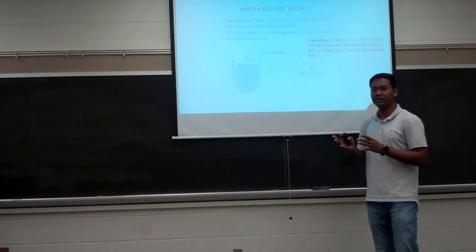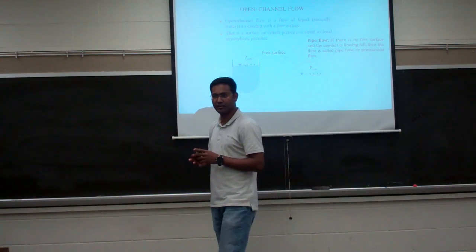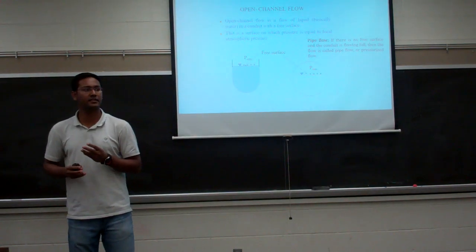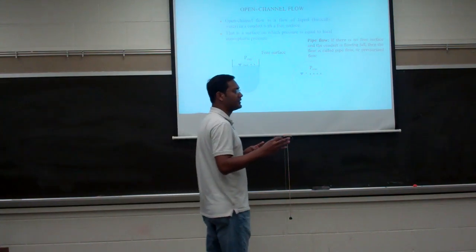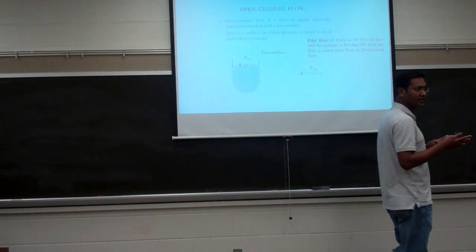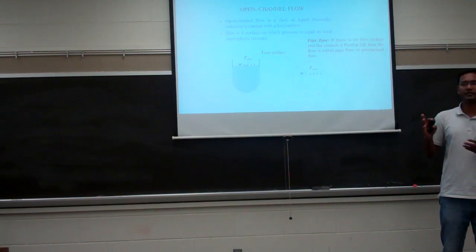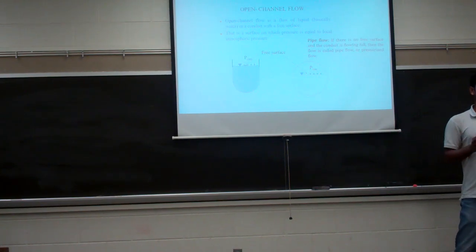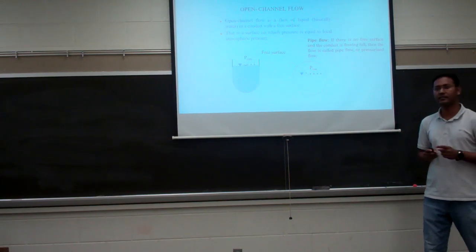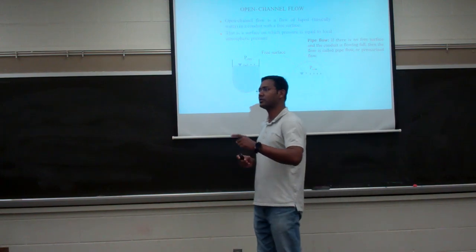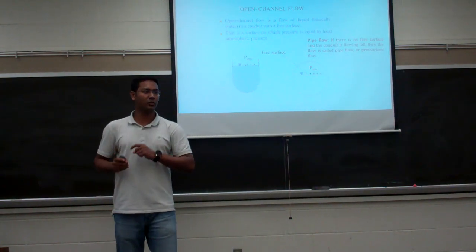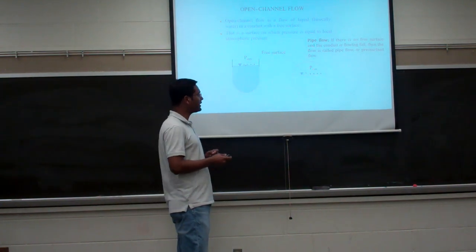So what is the condition for a flow to be open channel? There are two conditions. The first, the surface needs to be at atmospheric pressure, and the flow will occur under the influence of gravity. That means the flow will occur only from higher elevation to lower elevation, right?